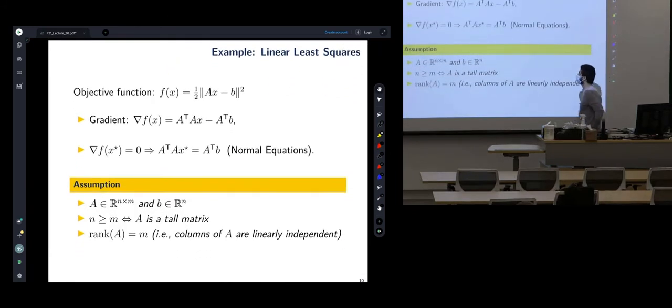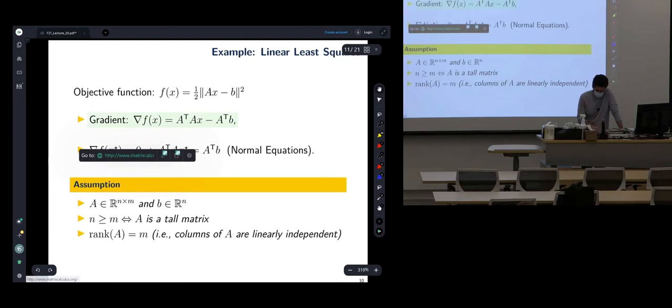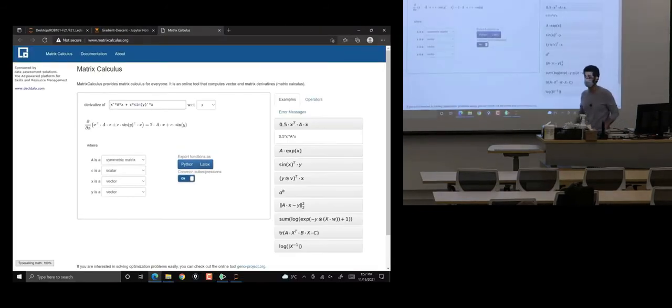Example, let's verify what we have learned. The least squares problem was the problem of minimizing the norm of a linear system Ax minus b. From calculus, you can calculate the exact derivative, so don't worry about how to do it. I think I told you before, I can put a hyperlink for you. You can go to this website, type your problem, and it will give you the gradient.